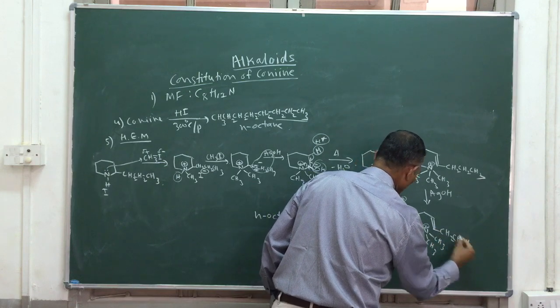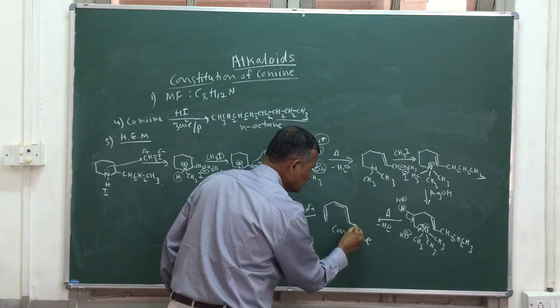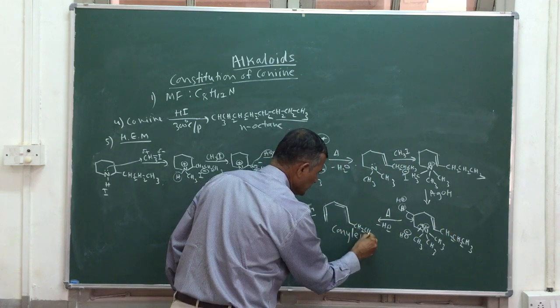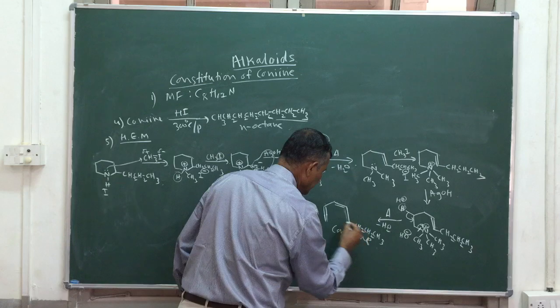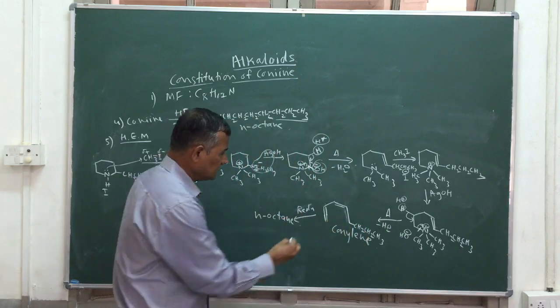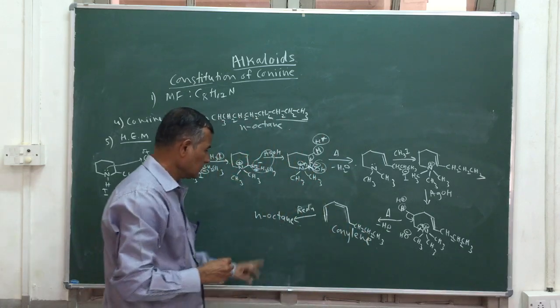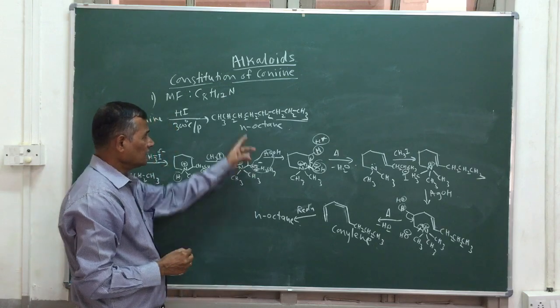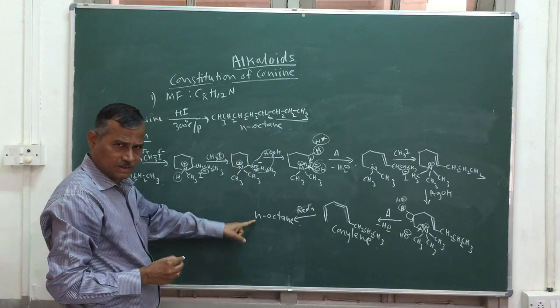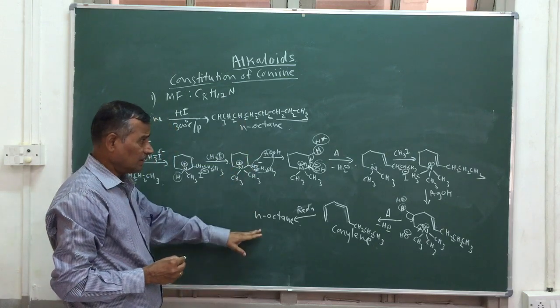The side chain I have forgotten to write. So here also you will get CH2, CH2, CH3. Then only you will get this octane, just as a reduction. That means these two double bonds are going to be reduced. So you are going to get n-octane. Here also you got n-octane.